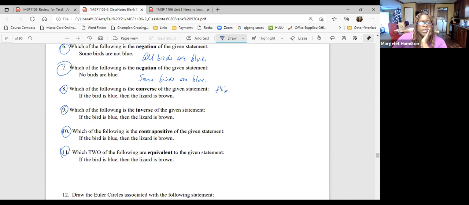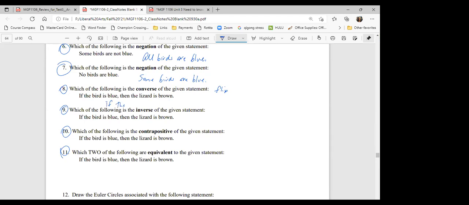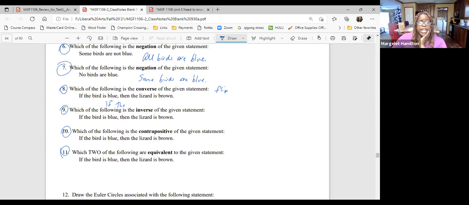All right. So we have if, what? If the lizard is brown, then the bird is blue. Okay. So remember, don't change any of the wording. You're just going to flip it over. If the lizard is brown, then the bird is blue.